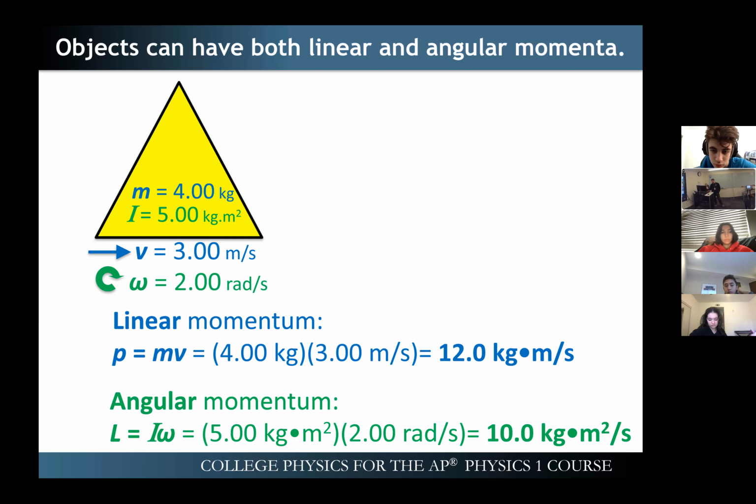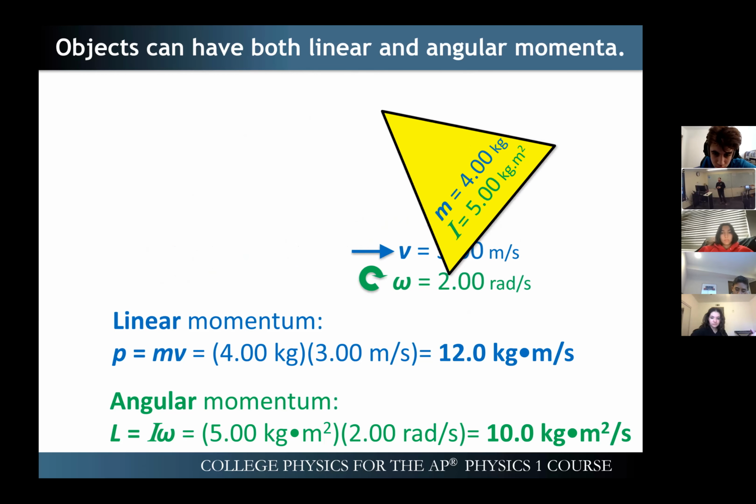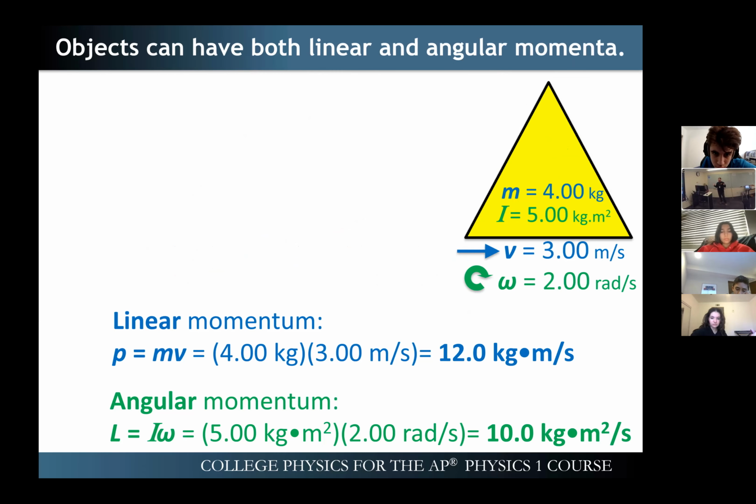Okay, that's not too surprising. But we also get 2 different units. For linear momentum, we're going to get kilogram meters per second. For angular momentum, because of how we calculate I, taking into account how the mass is distributed, we end up getting kilogram meters squared per second. So if we wanted to know the total momentum for this triangle, if this triangle is both spinning and flying across the screen here, can we just add those 2 numbers together? No. No, they don't have the same unit.